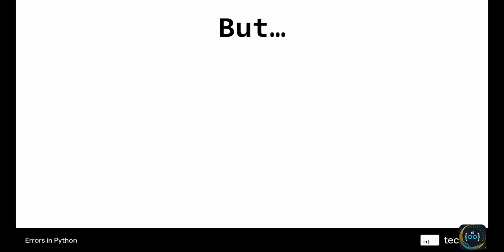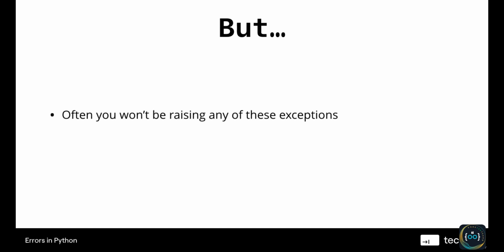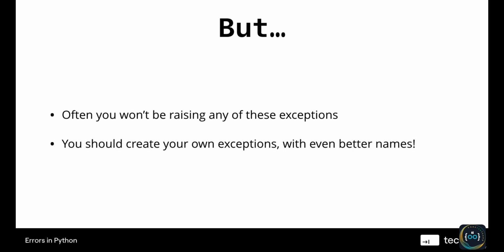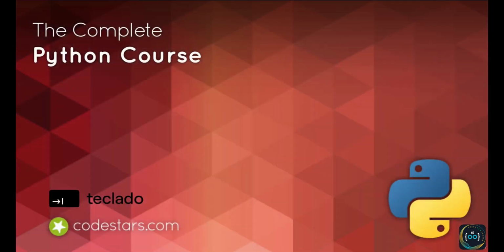But, there is a but. Often you won't be raising any of these exceptions except possibly the deprecation warning, probably not even that one. You'll normally be raising not implemented error if you are working on something. But you won't be raising many of these. You should create your own exceptions with even better names. And we will look at exactly what that means, what a better name is, and how you can create your own exceptions. So let's look at that right now in the very next video. I'll see you there.